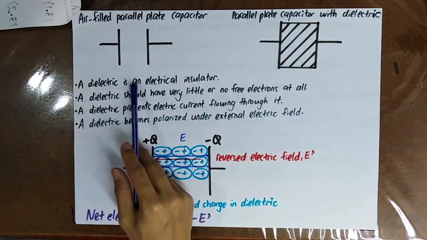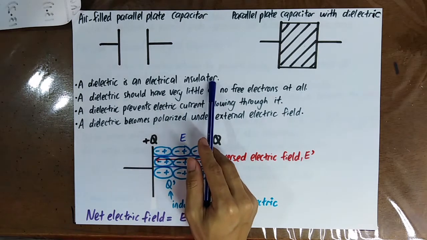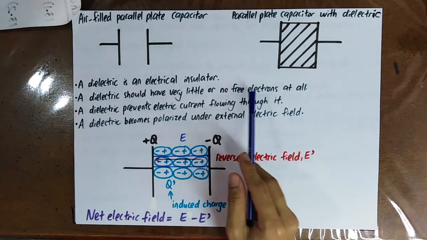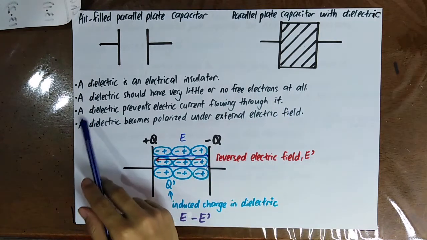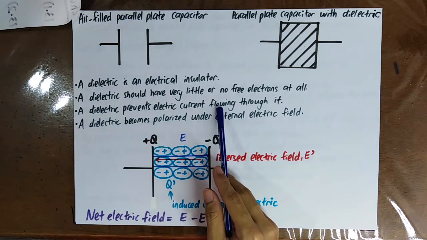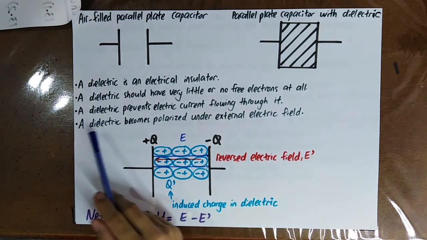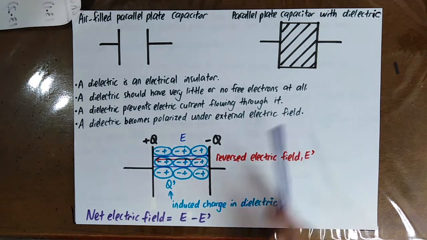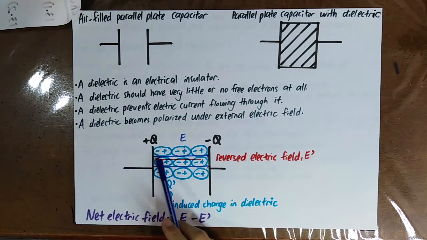A dielectric is an electrical insulator. A dielectric should have very little or no free electrons at all. A dielectric prevents electric current flowing through it. A dielectric becomes polarized under external electric field. Okay, so now this is a microscopic view of the dielectric. That means that you are looking at the individual molecules.